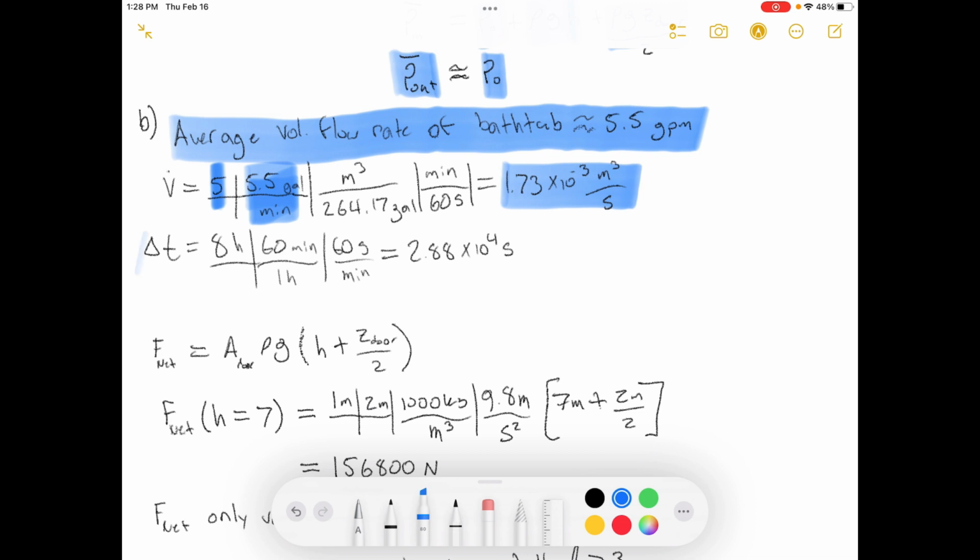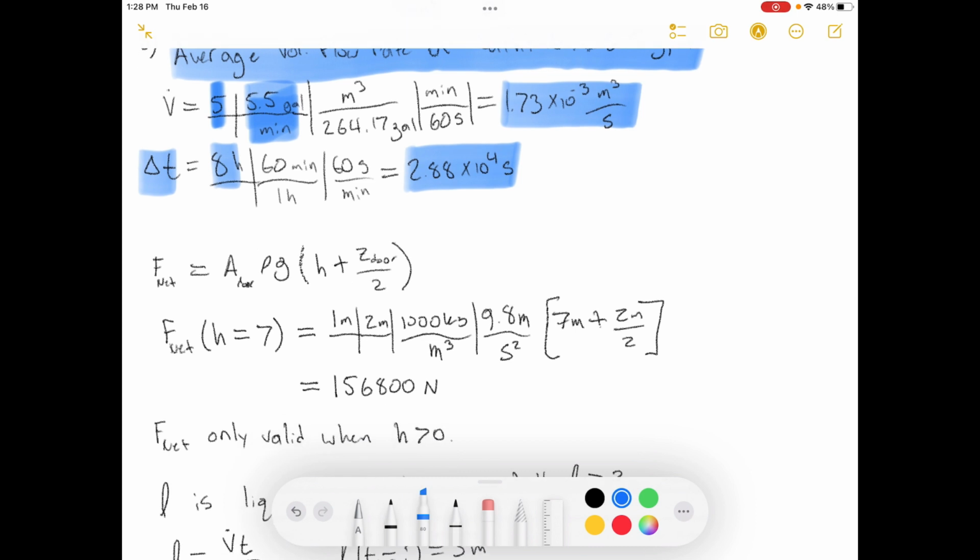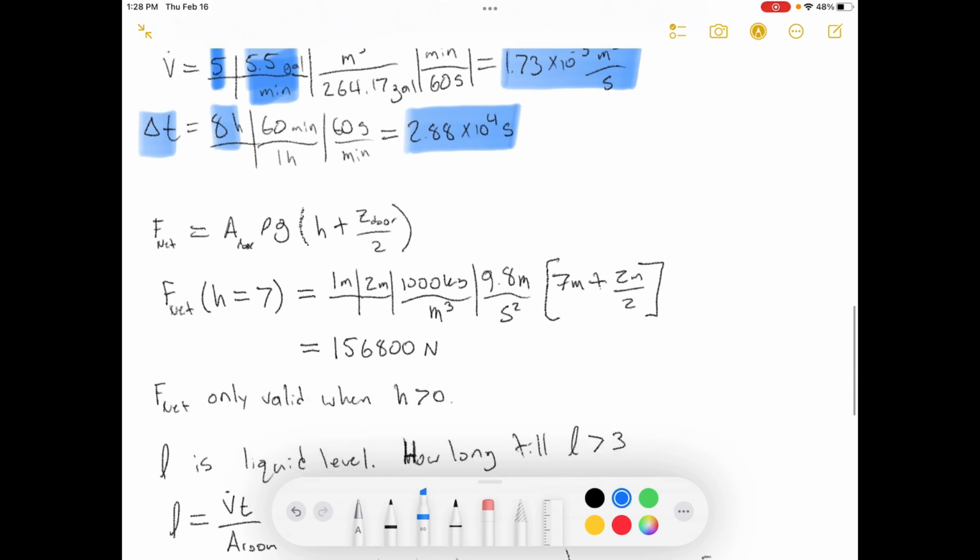Then the total amount of time, remember, was delta t. It's 8 hours. We convert that into seconds, just so we have everything in standard SI units. So we're working in seconds here. We've got 2.88 times 10 to the 4 seconds. Okay. Well, now let's look down here.